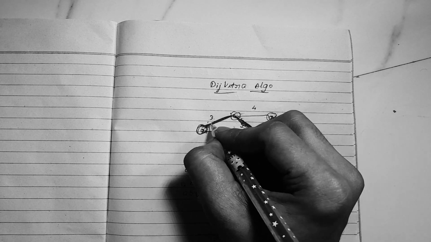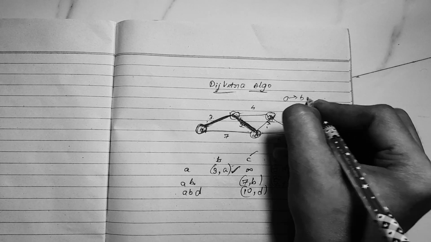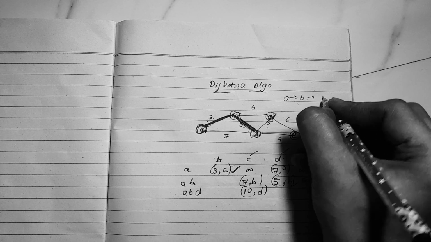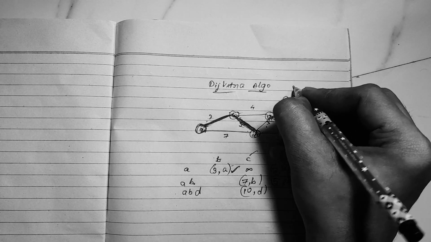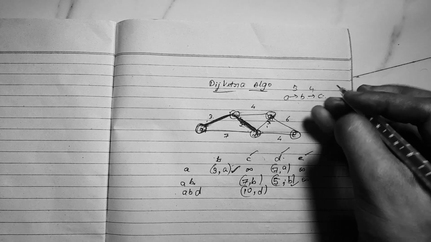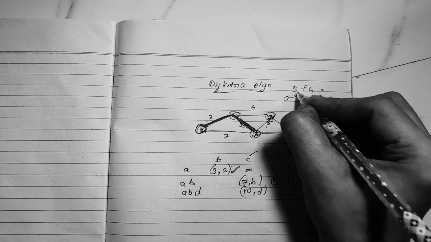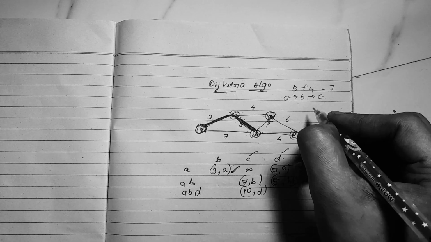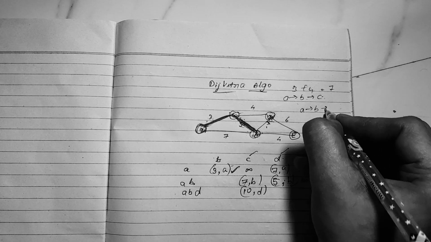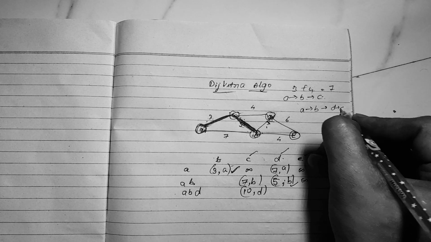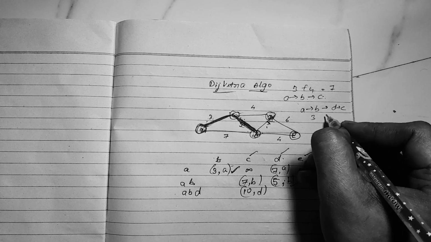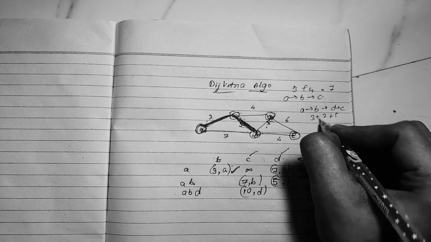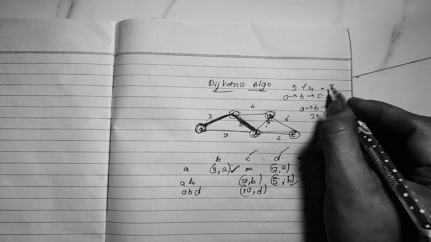Here if we go from A to B, B to C, this one is 3, this one is 4, this one results in 7. But see this path, A to B, B to D, D to C. This one is 3 plus 2 plus 5. This one results in 10. Among these, 7 is shortest.